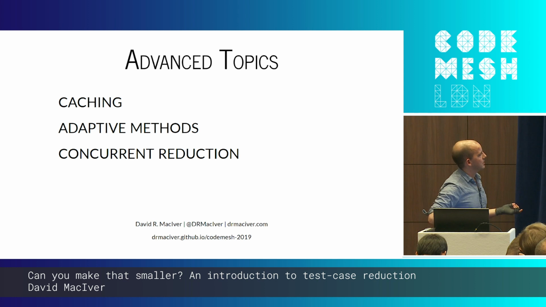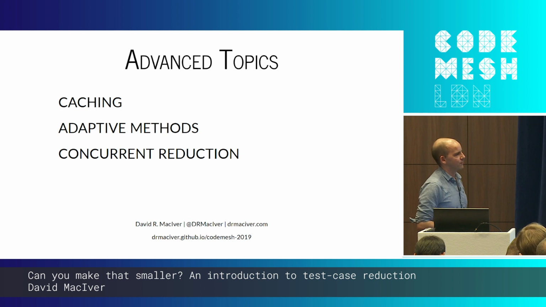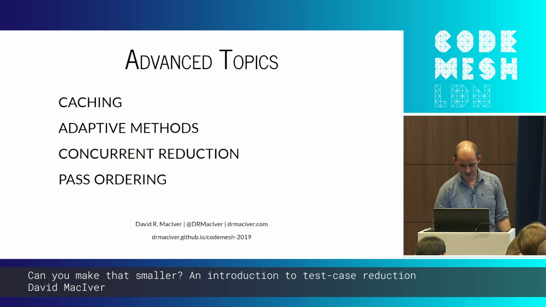There's concurrent reduction. Both CReduce and shrink-ray run things in parallel. Shrink-ray is much better at concurrent reduction than CReduce, but CReduce makes up for it by being much better at reduction than shrink-ray. So unless you're running on a really big computer, shrink-ray probably won't win.